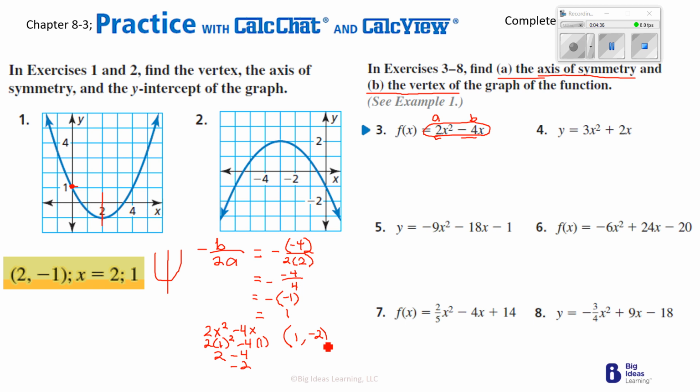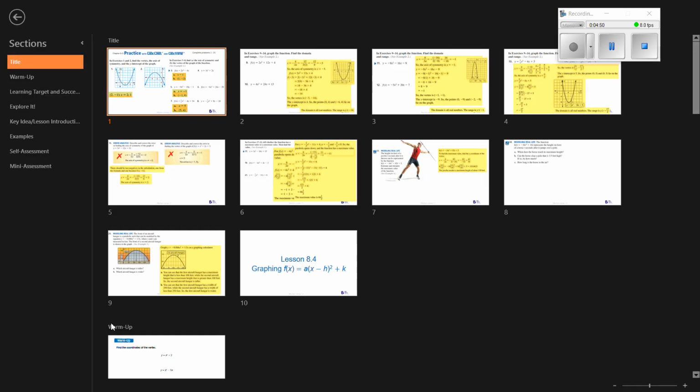Okay, let's see how we did. Look at that. So x equals 1, just like we said, and then my vertex would be 1 and -2. All right, I'm going to do a few more for you here just to make sure that you have a good understanding of this.